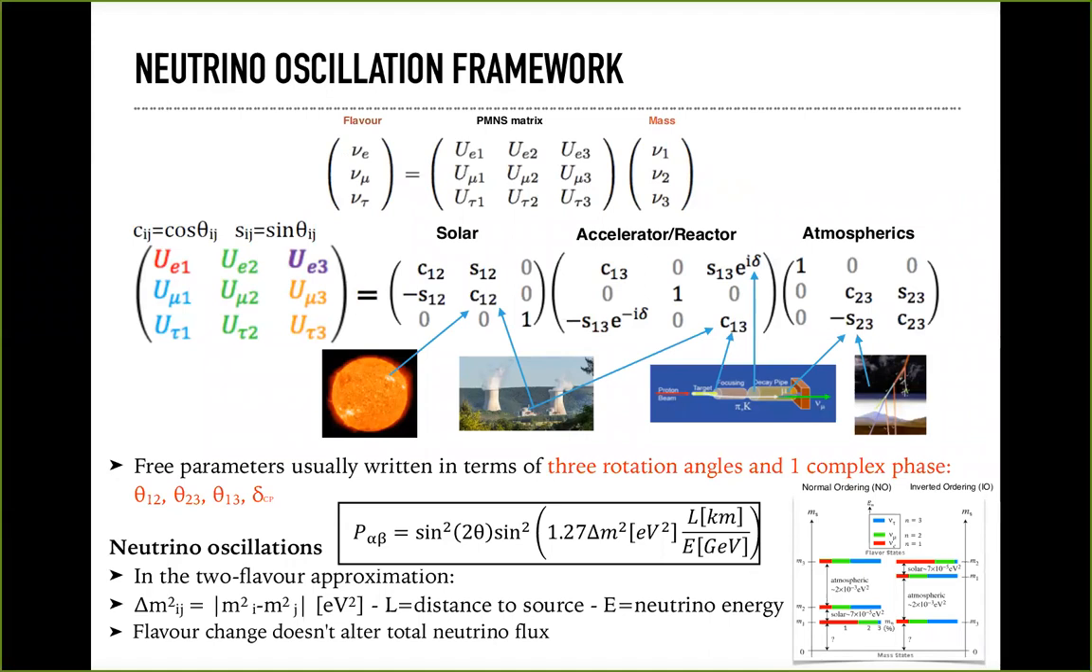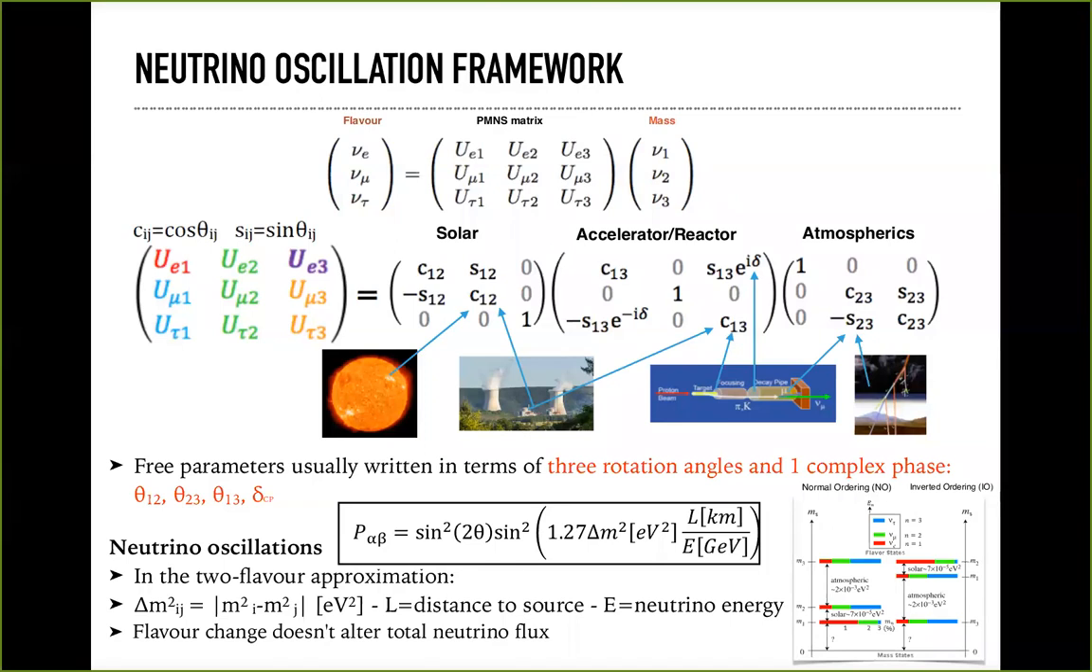yes, so neutrino oscillation framework. So we know what neutrinos are, but just to remind you that they oscillate. So there is a mixing matrix that relates the flavor and mass eigenstates, and this is called PMNS. This is a 3x3 matrix, so you may be familiar with the CKM matrix, and this is again a unitary matrix, but the parameters are very different.